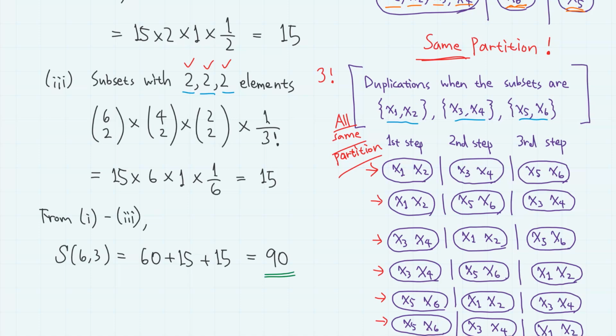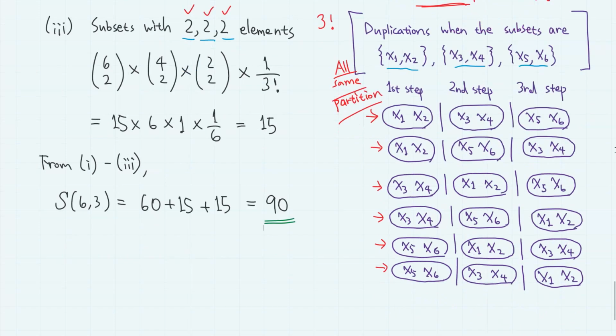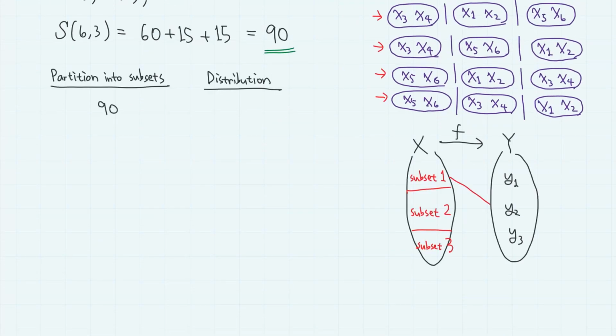So this is the number of ways to partition the set. And we have to distribute each subset to the elements of Y. There are 3 factorial ways to distribute these 3 subsets to y1, y2, and y3, so the number of surjective functions is 90 times 3 factorial, which is 540.